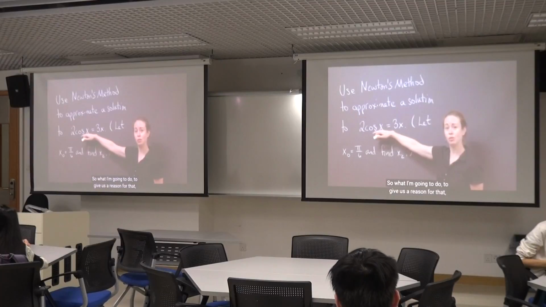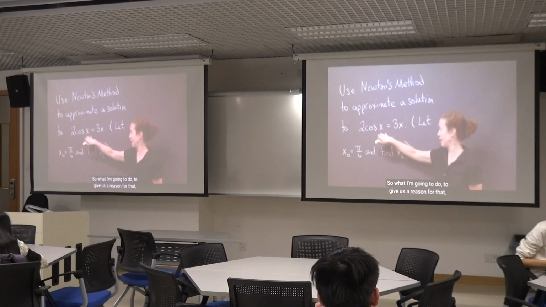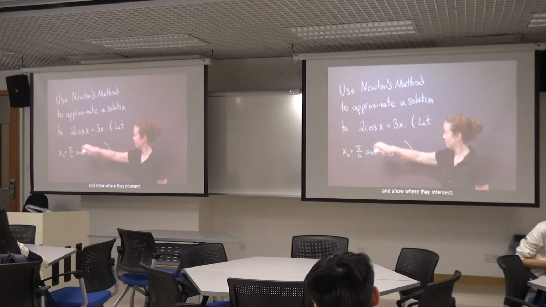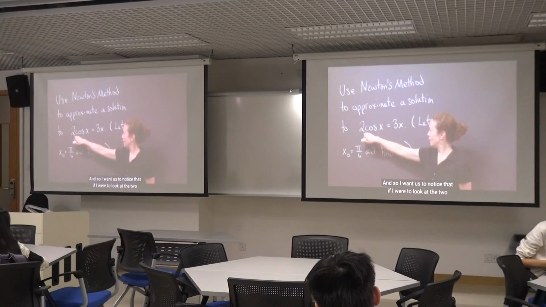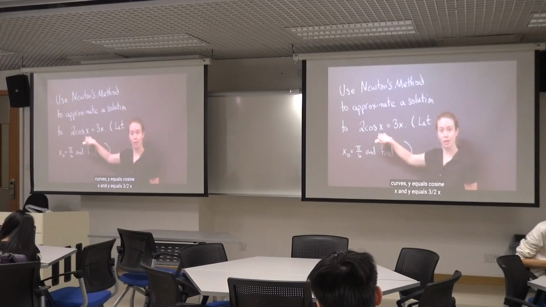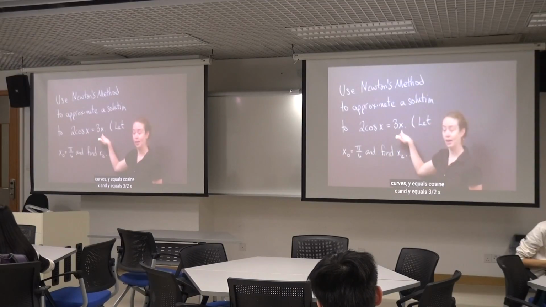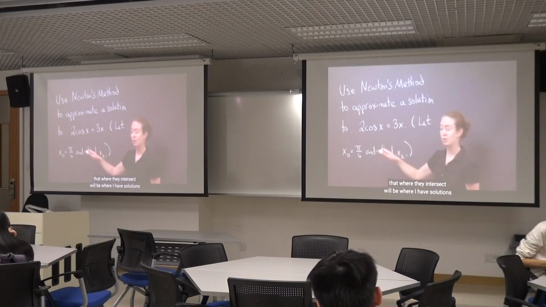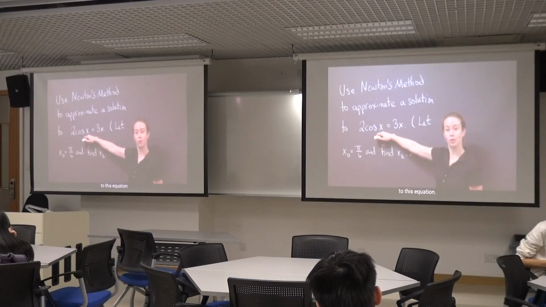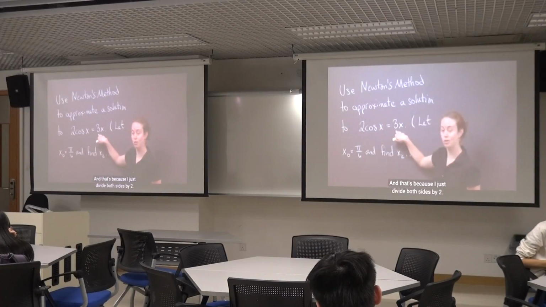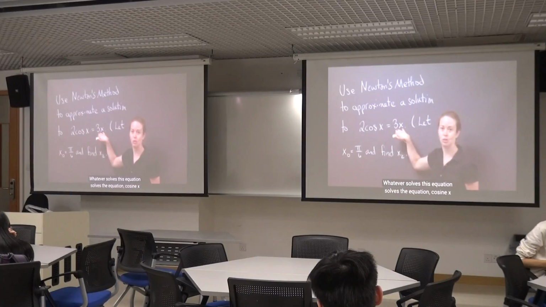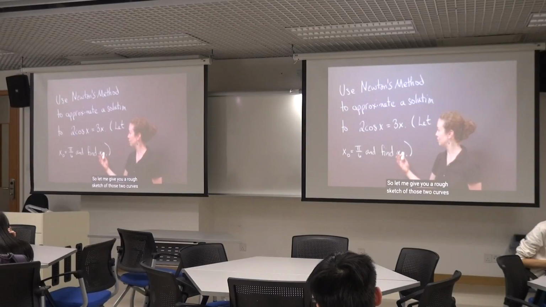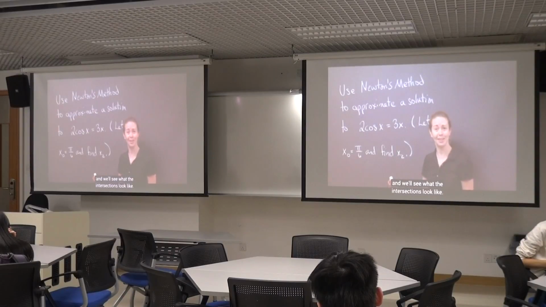To give us a reason for that, I'm going to draw a rough sketch of two curves and show where they intersect. If I look at the two curves, y equals cosine x and y equals 3/2 x, and draw them on the same xy plane, where they intersect will be where I have solutions to this equation. That's because I just divide both sides by 2. Whatever solves this equation solves cosine x equals 3/2 x. So let me give you a rough sketch of those two curves and we'll see what the intersections look like.